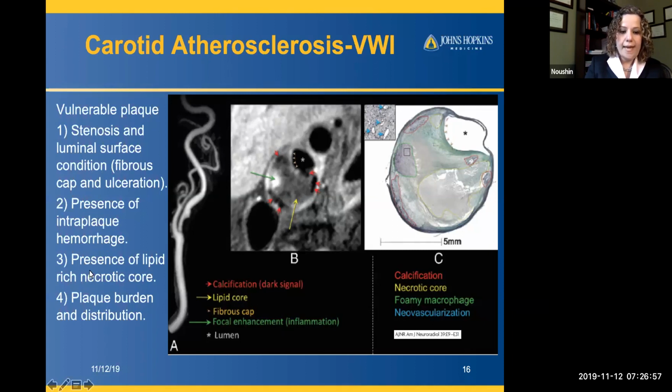On CTA, if you have a plaque that is predominantly calcified and doesn't have much of non-calcified components, that's probably telling us that this plaque is more stable, as opposed to when you see a large lipid core on CTA, or see a lot of wall thickening and large burden of plaque with no calcium in it.